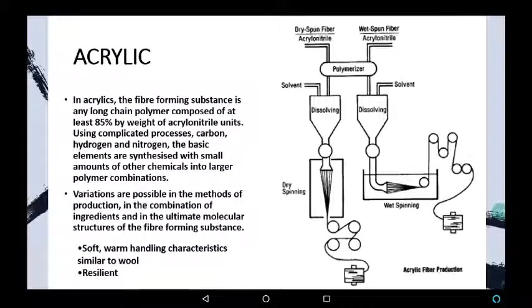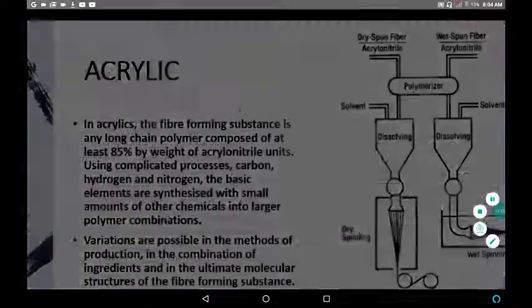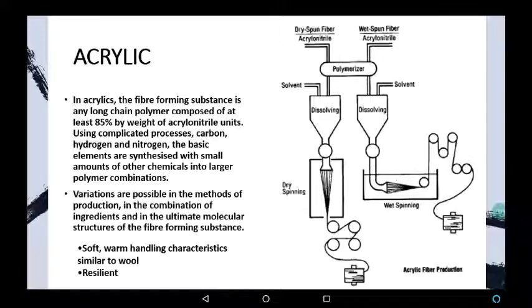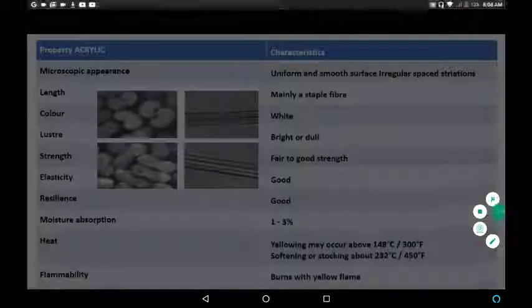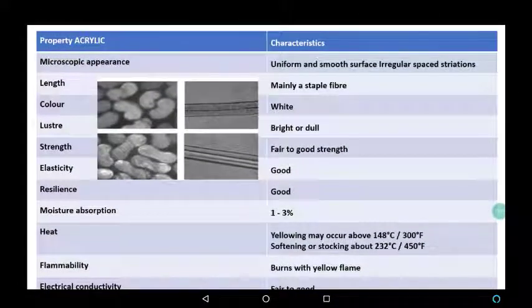Now just take a look at the properties of acrylic. It has a uniform and smooth surface, irregular striation. Its length is mainly made as a staple fiber, but if required it can be made as filament fibers. It has white color, bright or dull luster. It has a fair to good strength. Elasticity is good. Resilience is good. Moisture absorption is very low, that is 1 to 3%.